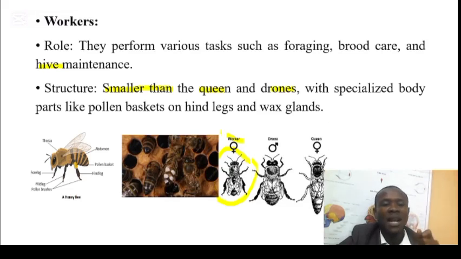So with specialized parts, they have this pollen basket, which they can collect pollen with, and it is found on their hind legs. And they also have wax glands that they can use to produce wax. Look at it here. And you can observe from this picture, look at the pollen basket. Although the wax gland, we cannot see it because it is inside.